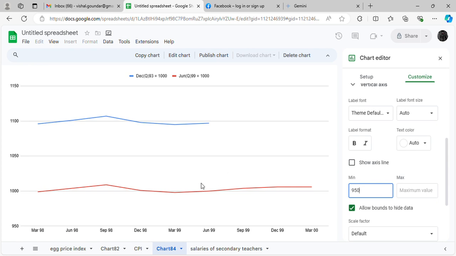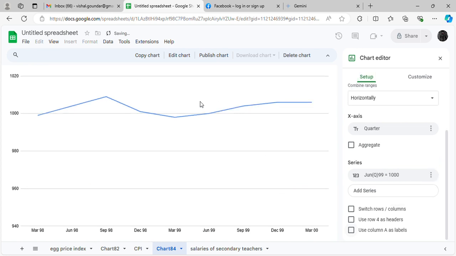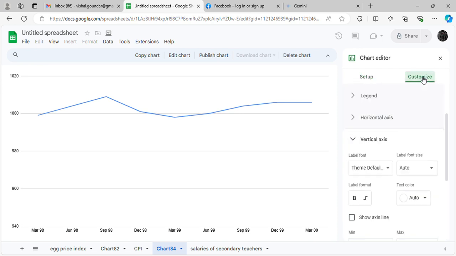Okay, so the blue line is for December 93 as the base, and the red line is for June 1999 as the base. Let's remove the series for December 93. Okay, so we only have June 1999 equal to 1000. Let's customize the vertical axis minimum value.